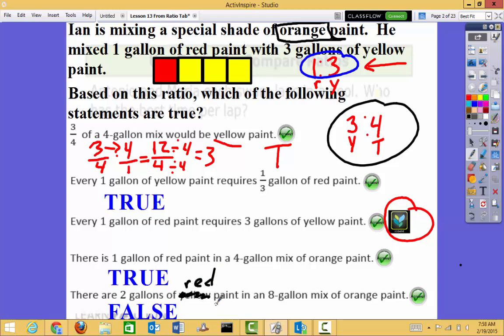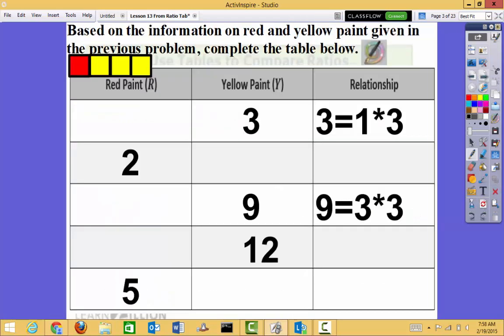Why is that? Well, my ratio of red to my total is 1 to 4, and I'm ending up with 8 multiplied by 2, so I'd multiply this by 2. And I would get, 1 times 2 is just that 2. So there would be my correct answer if I had red. But since it was asking for yellow, my answer was incorrect. It was false.